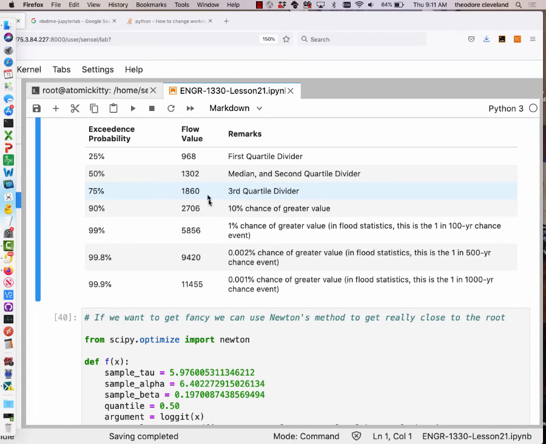None of those three are particularly useful in a practical sense. A 90th percentile, 10% chance or greater. 99th percentile, in flood statistics, that's the 1 in 100 year event. And if we were designing some engineered object, generally it's required that it's designed to survive whatever the magnitude of that event is. It doesn't have to be serviceable during the event. It has to be there after the event's over.